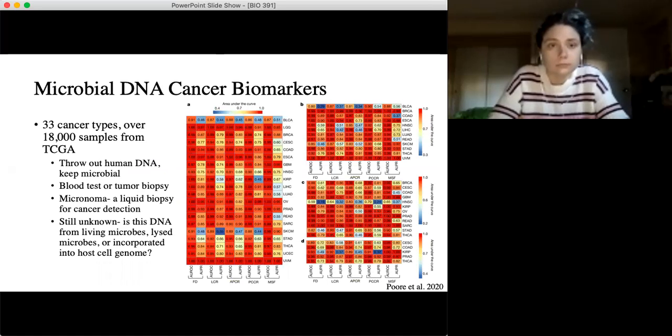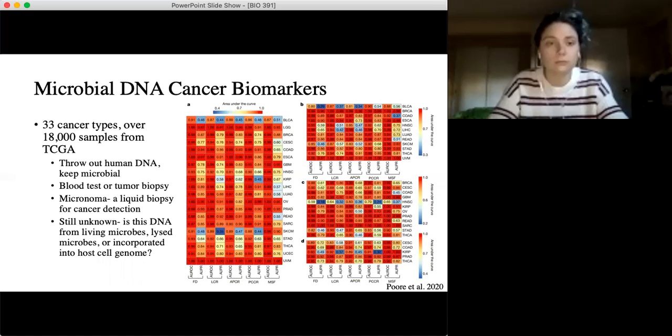Finally, I just want to talk about microbial DNA biomarkers for cancer. This uses that cancer genome atlas that I mentioned earlier. In this study, they took all of the human DNA from those samples and threw it out and just kept the prokaryotic DNA and basically studied the correlations between microbial DNA markers and cancer. And so those maps on the right are heat maps showing a correlation, basically. So the darker the color or the more red the color, the hotter the color, the higher the correlation.